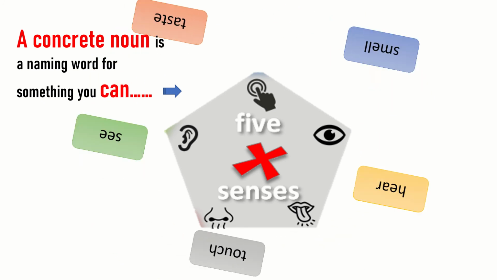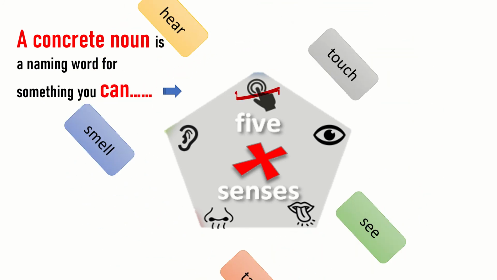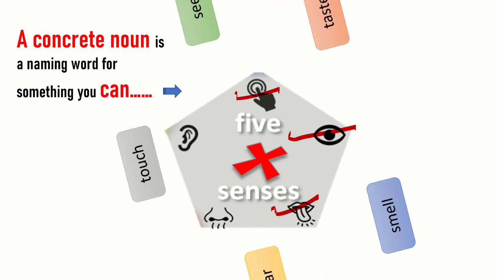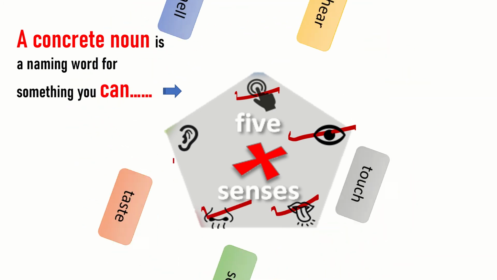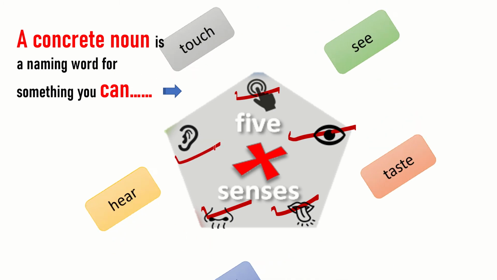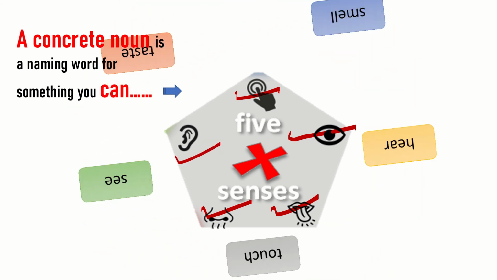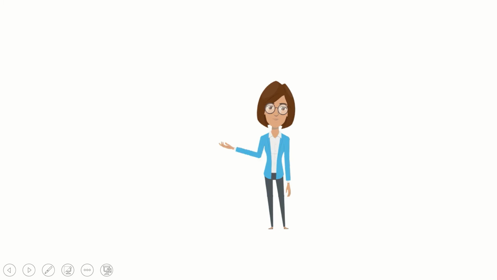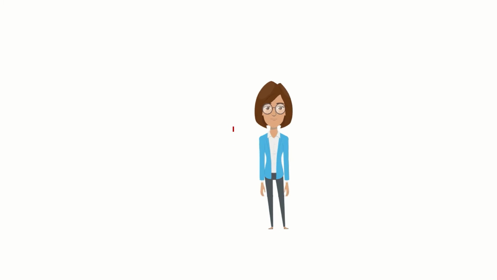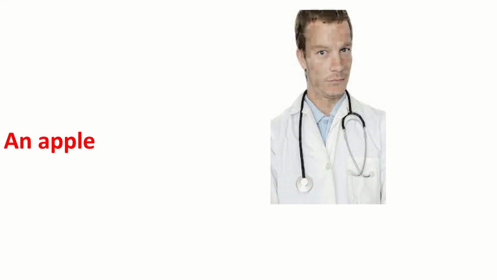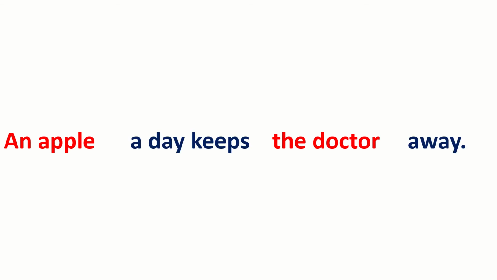A concrete noun is a naming word for something you can touch, see, taste, smell, hear. Next, this is an apple. You can see it, you can touch it, you can smell it, so it is a concrete noun. This is a doctor. You can see him, you can hear him, you can touch him. So the famous proverb: an apple a day keeps the doctor away.